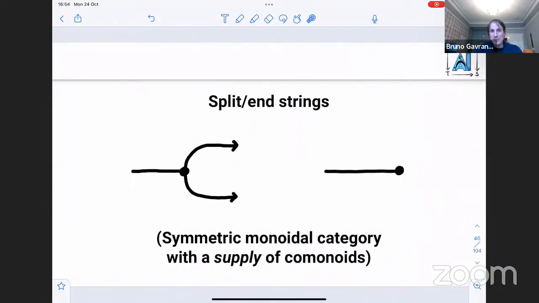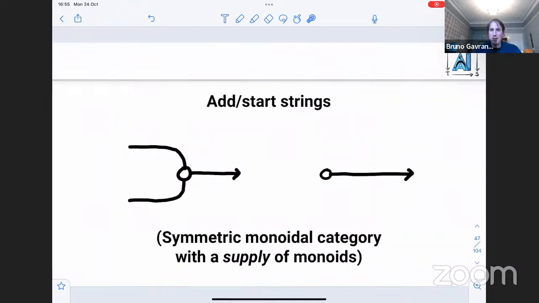Likewise, in an arbitrary monoidal category, you can't copy information like this, and you can't just delete information, right? So you have a string going like this. You can't just say, well, it's going to stop. If you want to do that, you have to be precise and be upfront about the kind of interface you're using, the kind of computation you can have. Likewise, if you want to add strings in some particular way or start them from nowhere, you also have to be upfront about that, and this is going to be something called a supply of monoids.